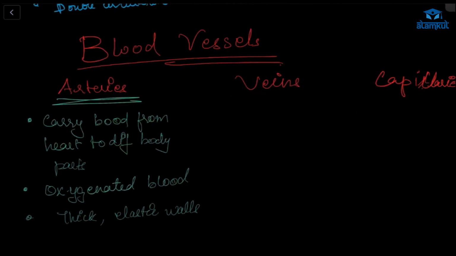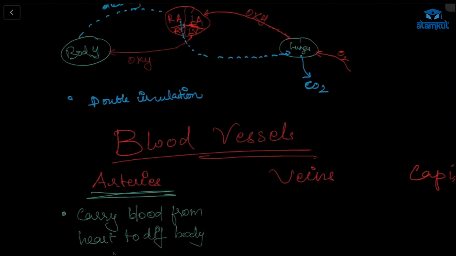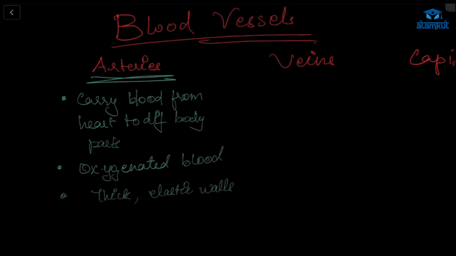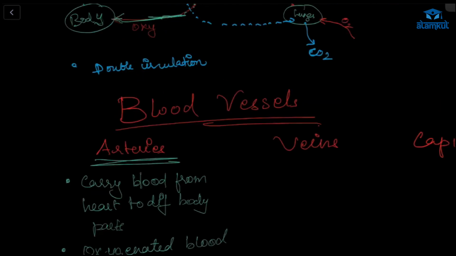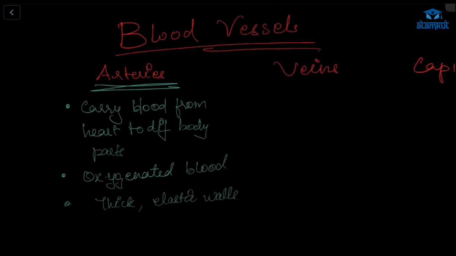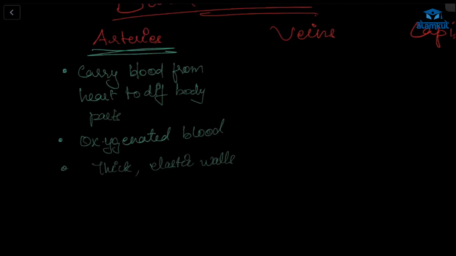What is the work of arteries? They carry blood from the heart to different body parts. So the arteries will carry blood, right? This one is carried by the arteries from the heart to different parts of the body, and it carries only the oxygenated blood. Understood? And they have thick elastic walls.